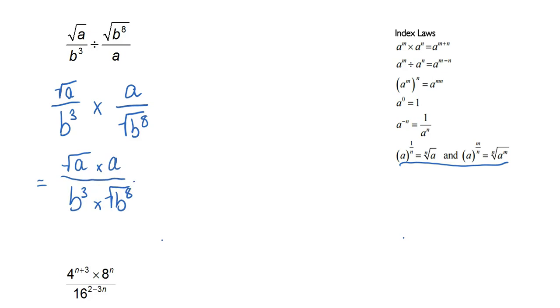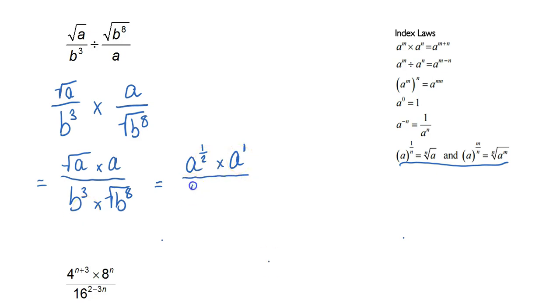Okay, so that's okay so far. Now we've got to sort out those roots. So remember I said the square root of anything is the same as a half. So this one here is a to the power of a half times a. I'm just going to put a little 1 there to remind me that anything that doesn't have a power is to the power of 1. I can see that those bases are the same, so I can sort them out a bit later.